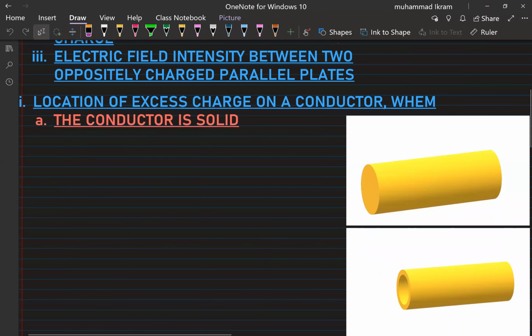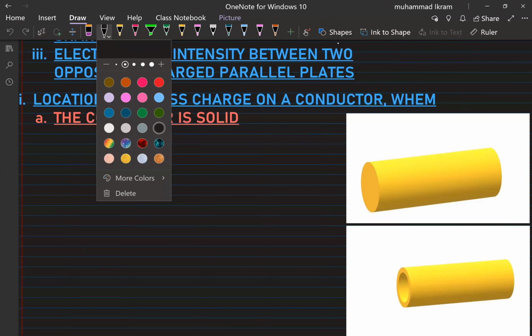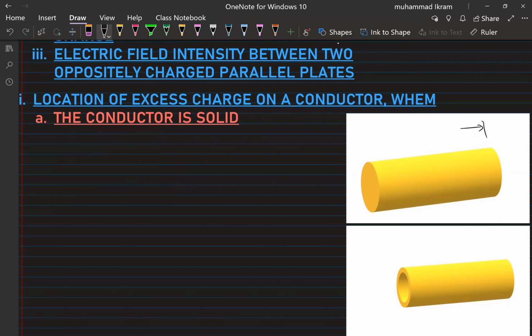So let us start with the location of the excess charge on a conductor when the conductor is solid. You see in this diagram that we have a solid conductor of some length L, and the conductor is all solid, right? We want to look at the excess charge on the conductor, if there could be some excess charge.